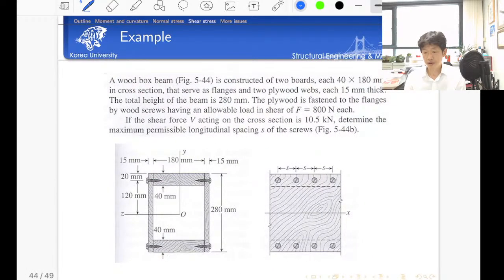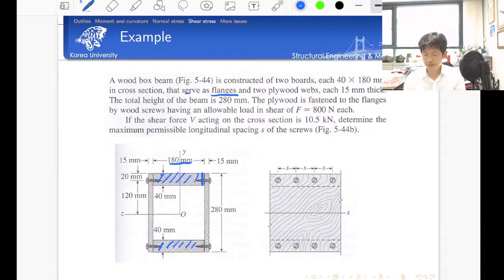Okay, so let's consider the example directly. I have a wood box beam here. This wood box beam is constructed of two boards. The size of each is 40 times 180 millimeters. Its thickness is 40, and its width is 180 millimeters in the cross section. These serve as flanges, top flanges and bottom flanges here.